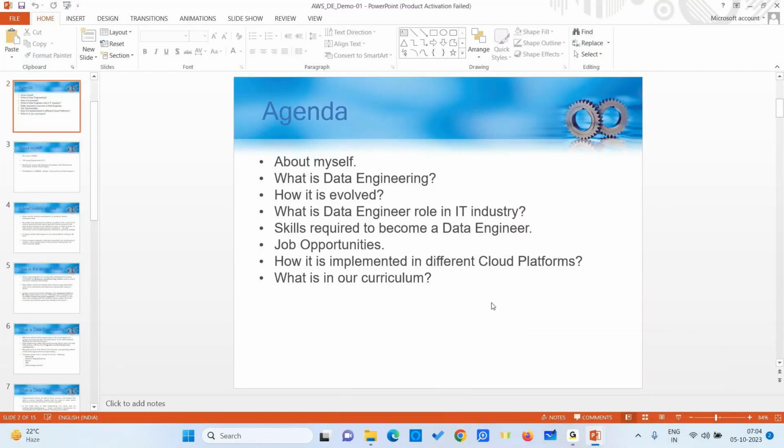Okay, yesterday we discussed myself and what data engineering is, how it evolved, what a data engineer's role is in the IT industry, skills required to become a data engineer, and job opportunities. Today we will discuss how it is implemented in different cloud platforms and what big data basically is, and what is in our curriculum that we are going to discuss today.